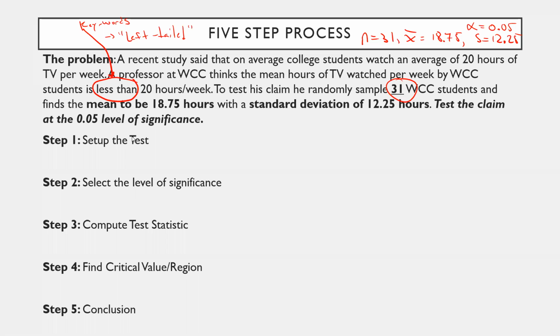Here are the 5 steps that we're going to go through. Step 1, you have to set up the test. The first thing you have to do is define the parameter, and this is the hardest part sometimes for students. We're going to be testing a mean about something, so I'm going to let mu be equal to something. What average am I investigating here?